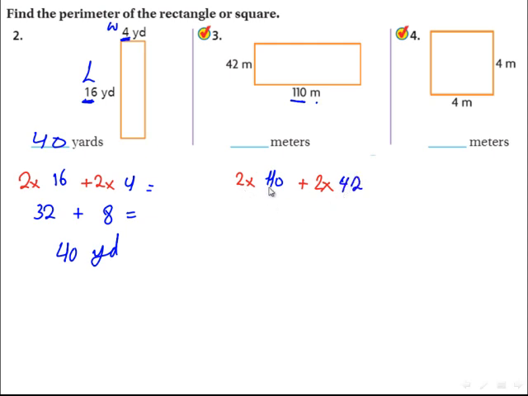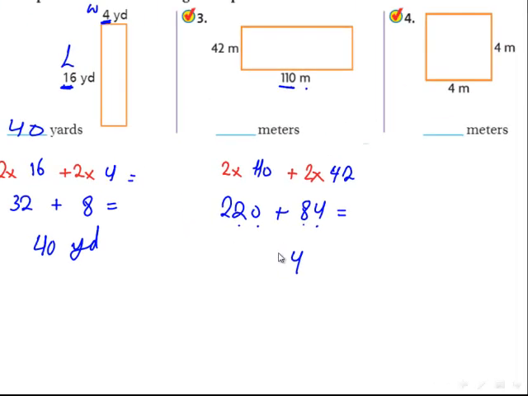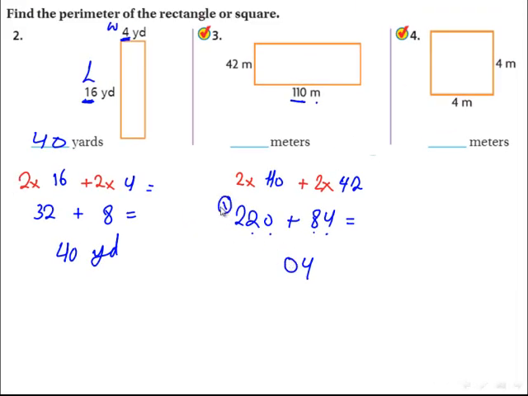Now you should double 110. 2 multiply 110. Double 110. 220. Yes, you are right. Plus 2 multiply 42. Double 42 is 84. You are right. Now add all of them step by step. 0 plus 4 equals 4. 2 plus 8 equals 10. 0 and we carry 1. So here 3. 3, the final answer, 304 meters. Great job. Now you should look at the third one.